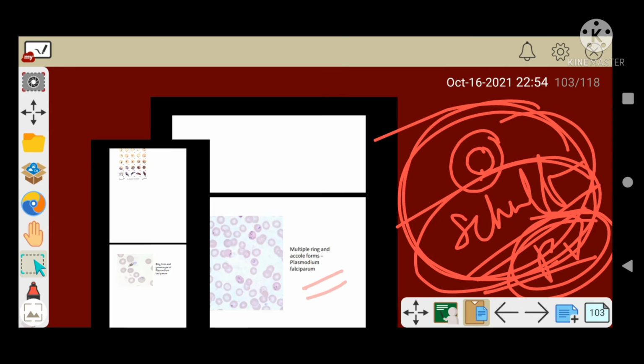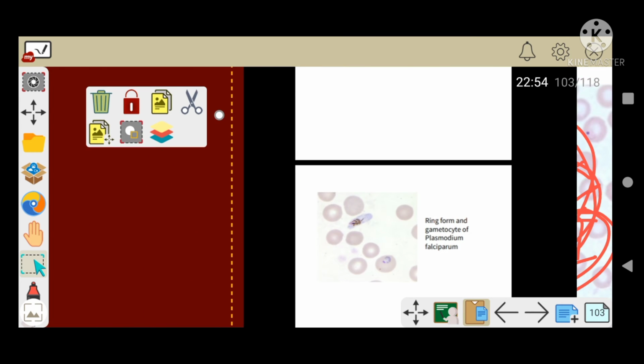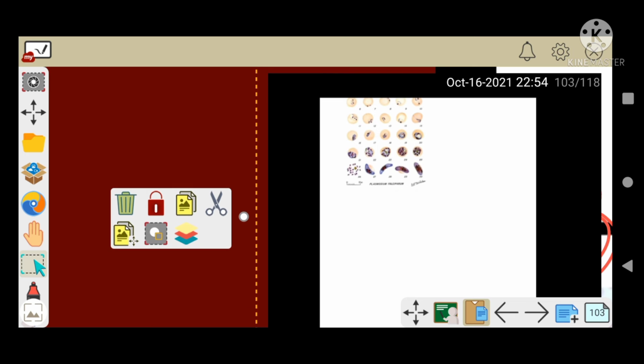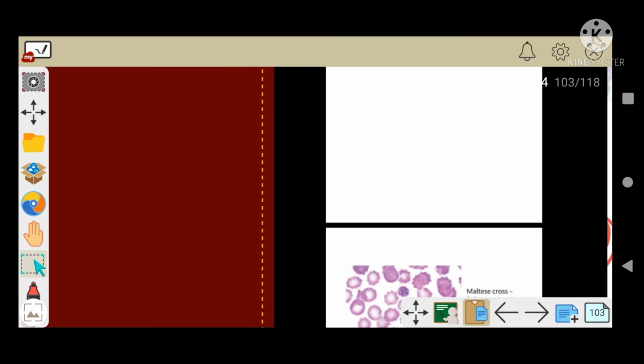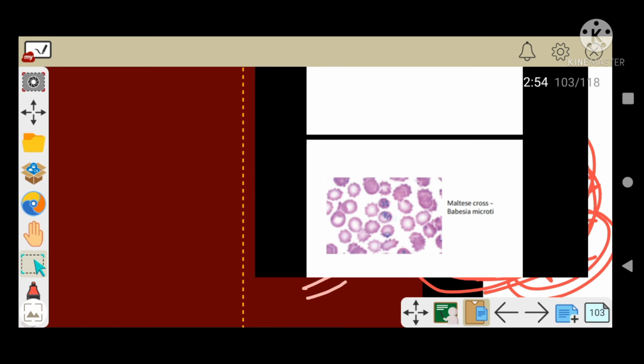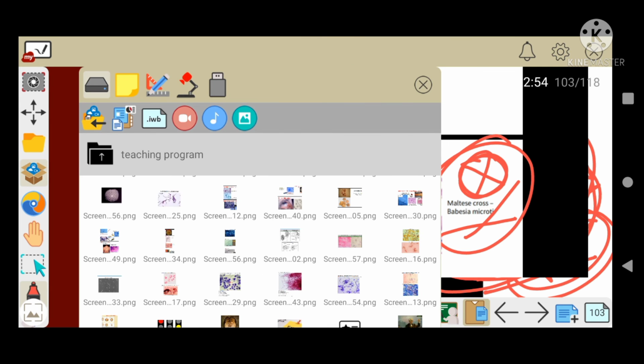Okay, this one, yes, here it is. This one is showing different forms. Okay, no vivax here. Anyway, this is also important, guys, has been asked. See, you are seeing something like this. This is the Maltese cross appearance in Babesia. Maltese cross appearance in Babesia has been asked once.